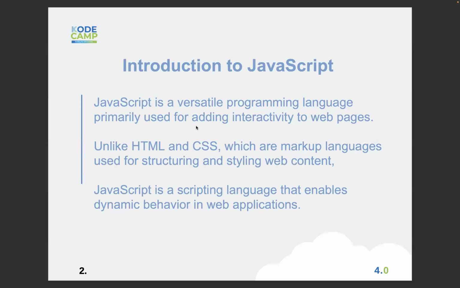So from my explanation, you see that JavaScript is a very versatile programming language, primarily used for adding interactivity to web pages, unlike HTML and CSS. I'm sure you guys all understand what HTML and CSS is. So JavaScript is a scripting language that enables dynamic behavior in web applications.